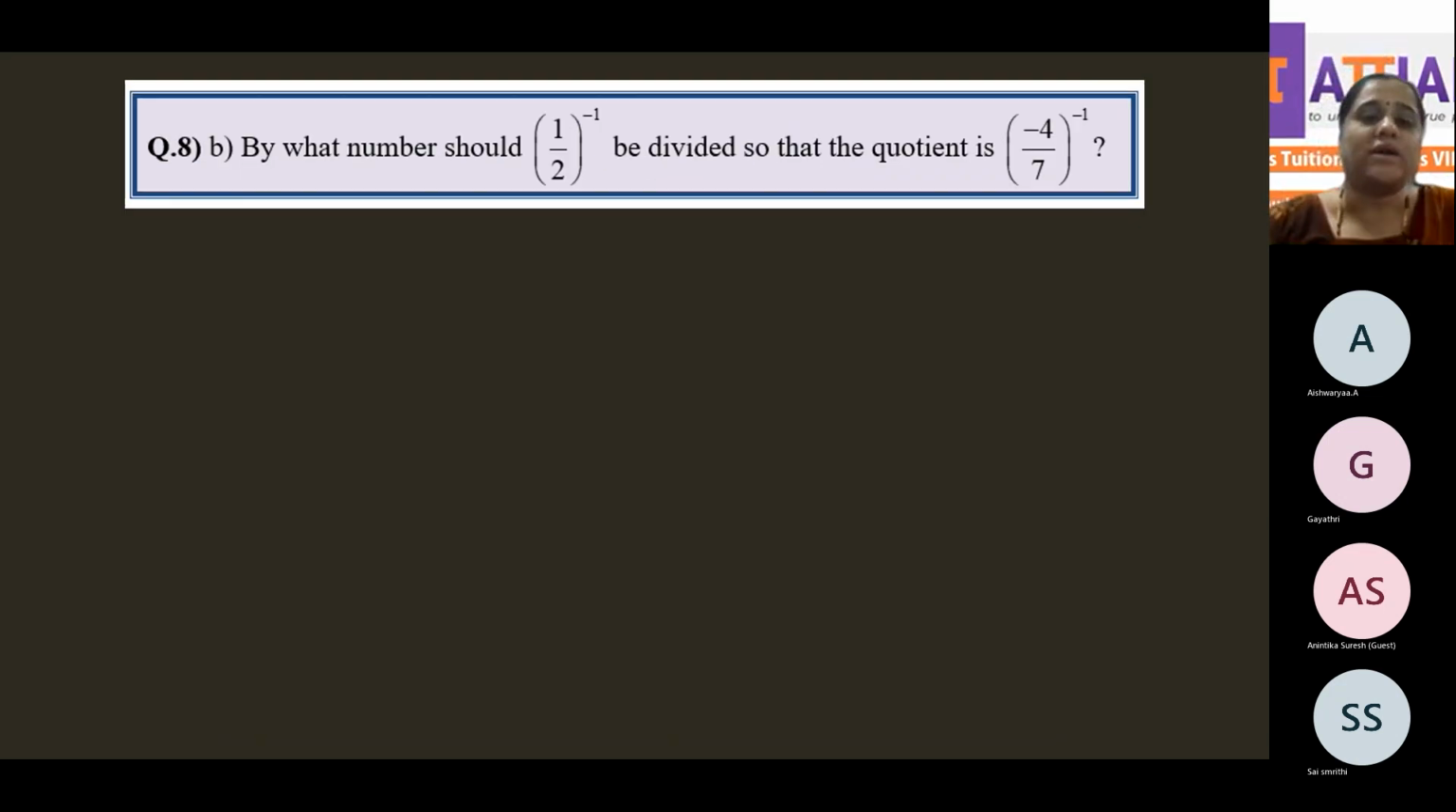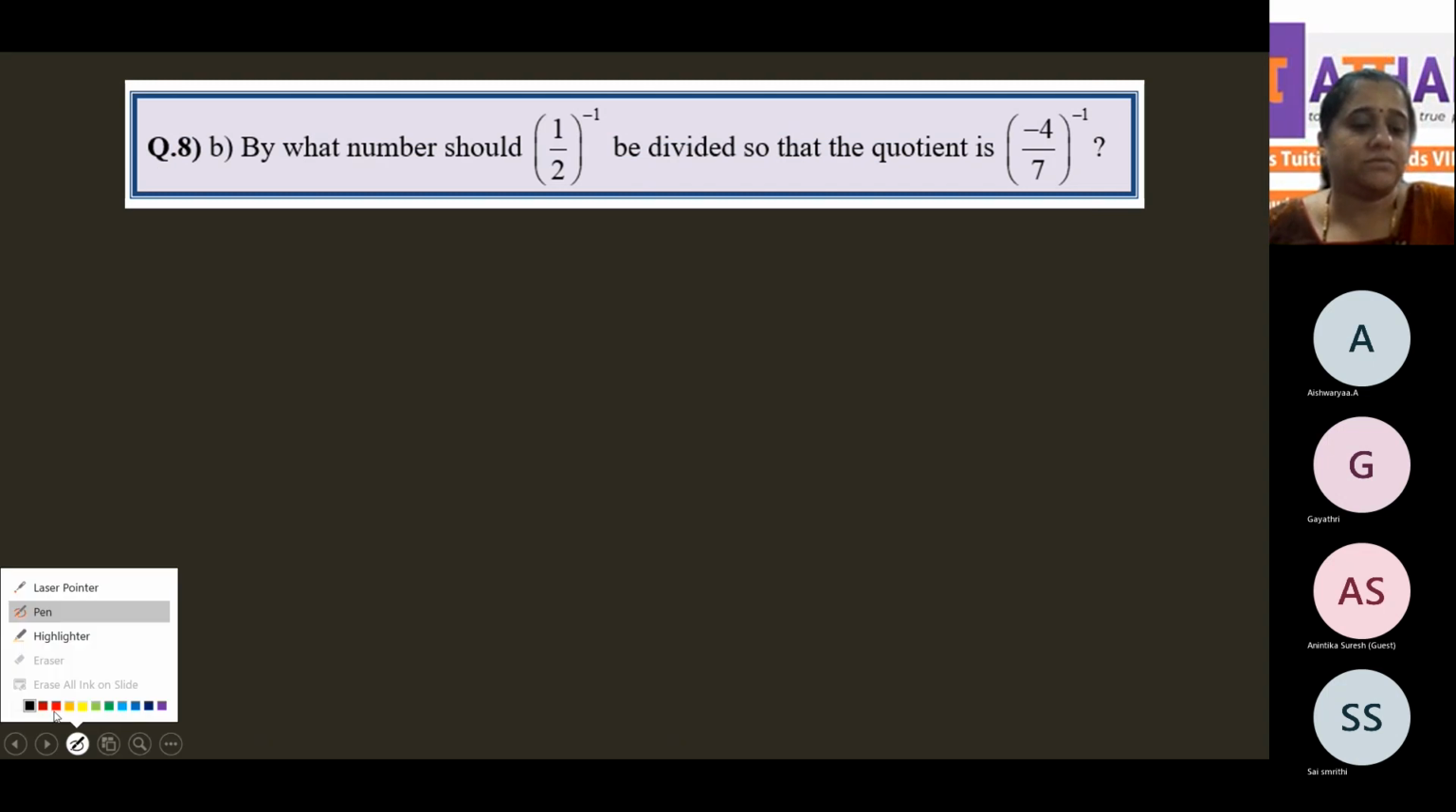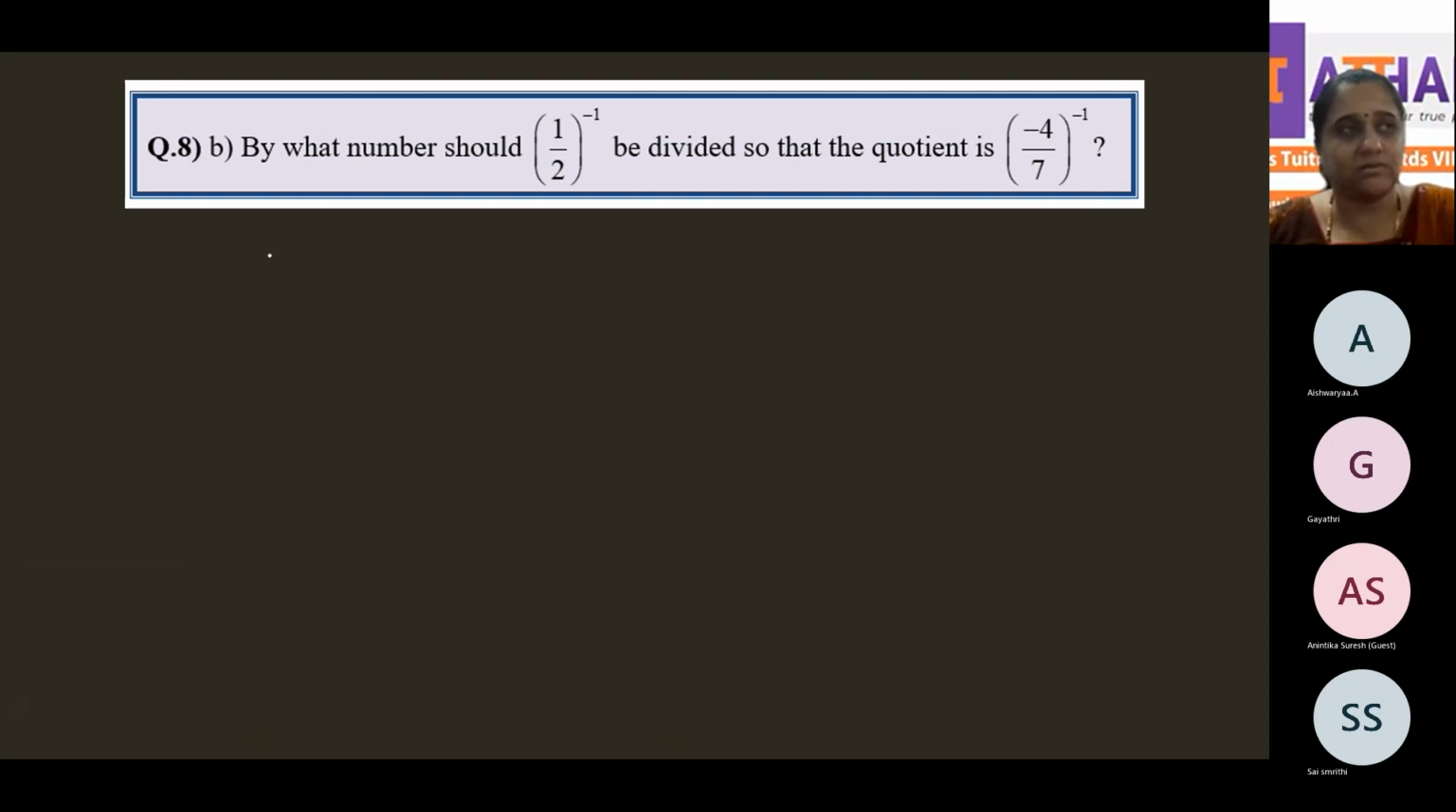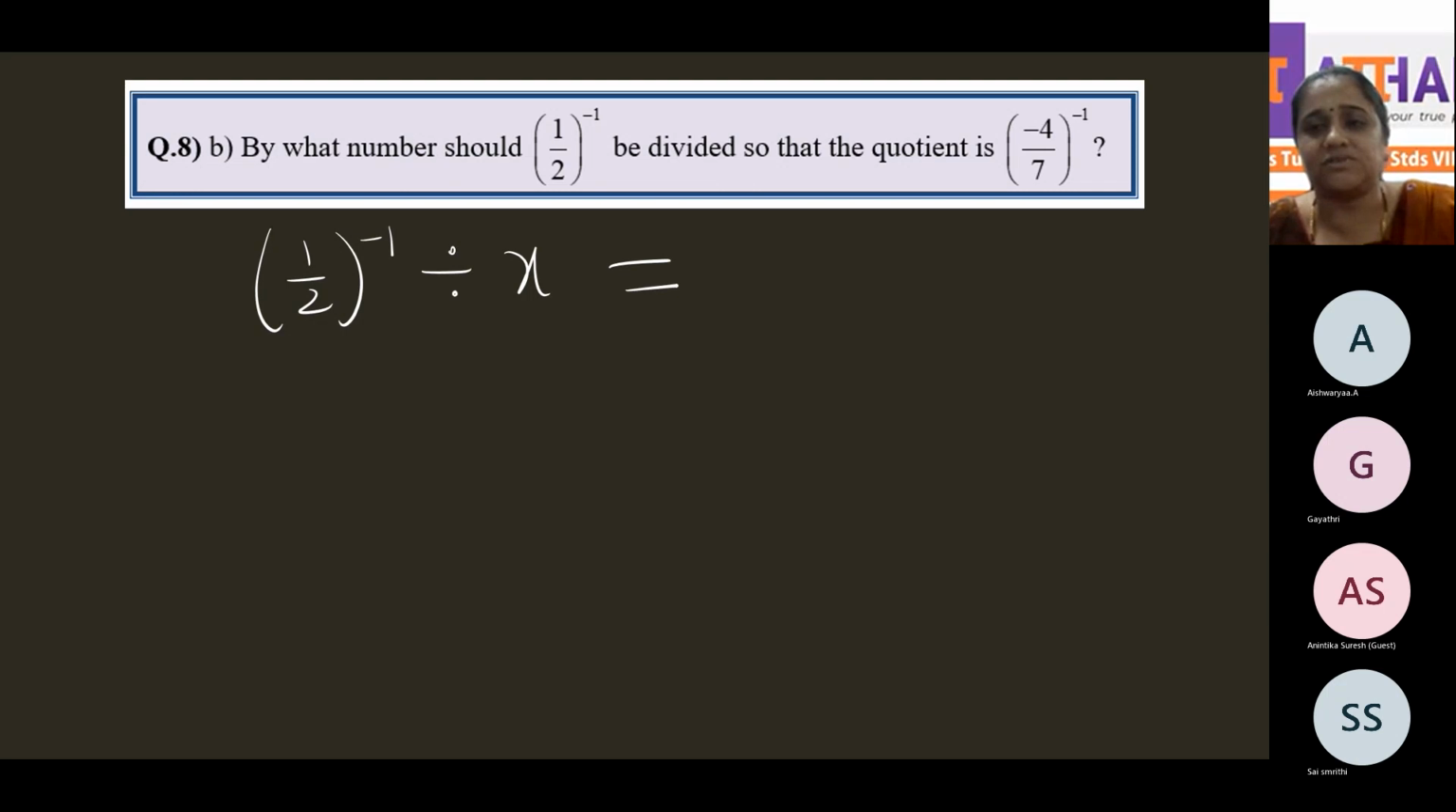This is the question: by what number should (1/2) to the power minus 1 be divided, so that the quotient is (-4/7) to the power minus 1? Let this one be divided by x, so that the quotient is (-4/7) to the power minus 1.